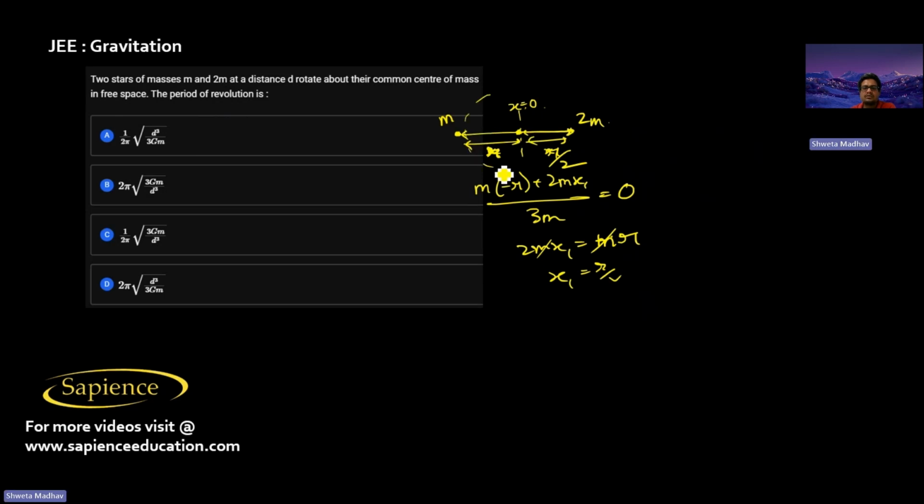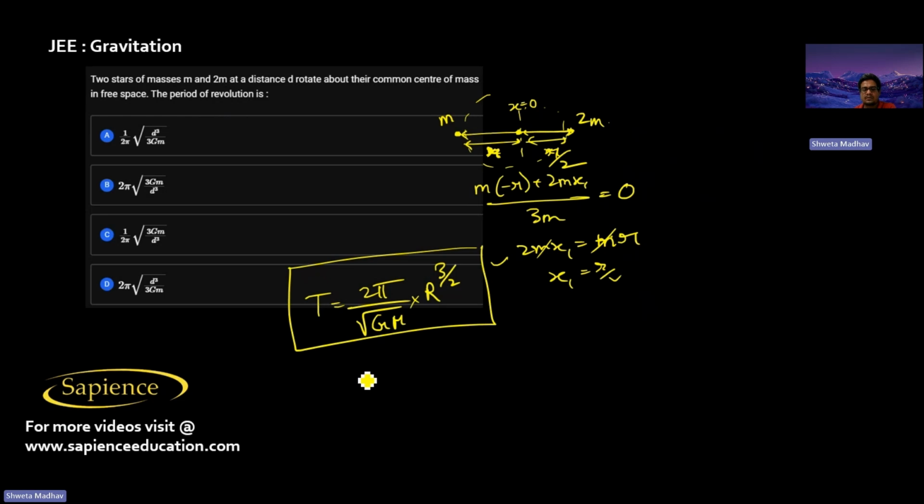So the time period of revolution, therefore I will say that T is equal to 2π by root GM into r power 3 by 2, we know this. So T is equal to 2π by root GM, where the mass at the center will be the total mass of the two stars, that is 3m, that is root G into 3m into r.